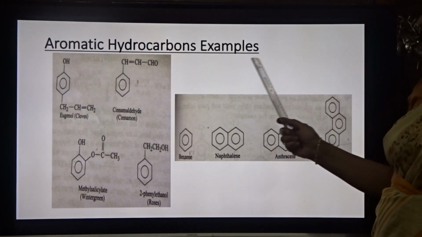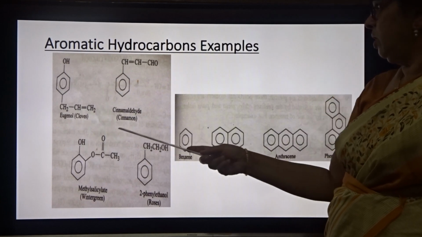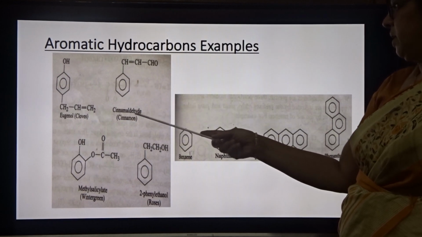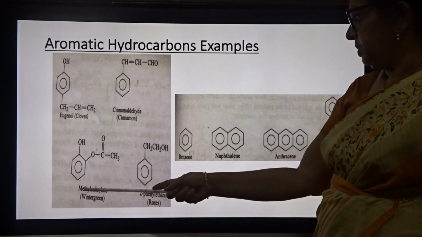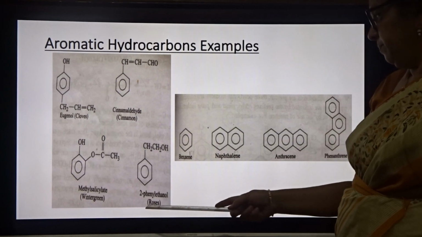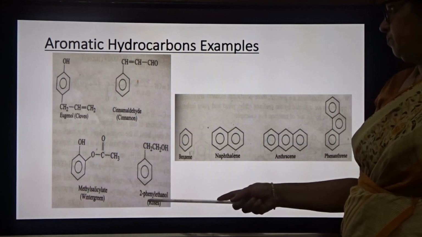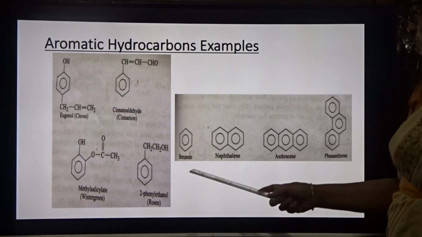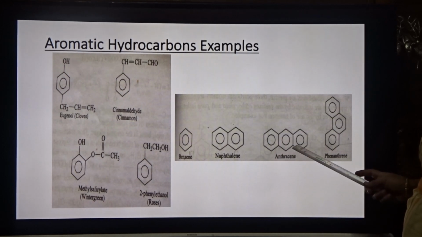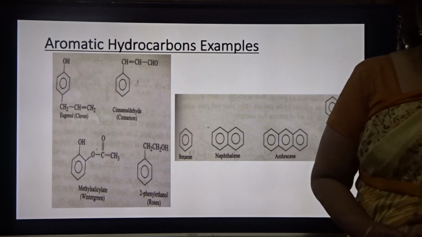Aromatic hydrocarbon examples. Here is a benzene ring with a phenolic group and an allyl group attached; this is known as eugenol. Benzene with CH=CH-CHO is cinnamaldehyde, from cinnamon. Then wintergreen, methyl salicylate: a benzene ring with OH and a COOCH3 group. Then 2-phenylethanol, which has a phenyl group and the ethanol part. If one ring is there, it is benzene; if two rings are attached to each other, that is naphthalene. If three rings are attached linearly, it is anthracene; if the three rings are in an angular position, it is known as phenanthrene. These are examples of aromatic hydrocarbons.